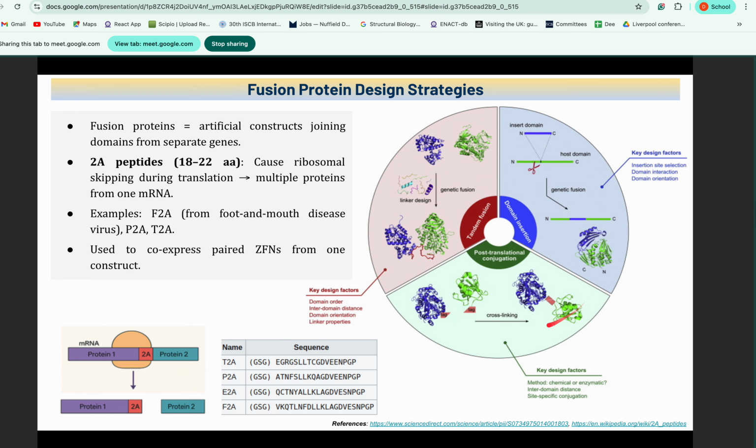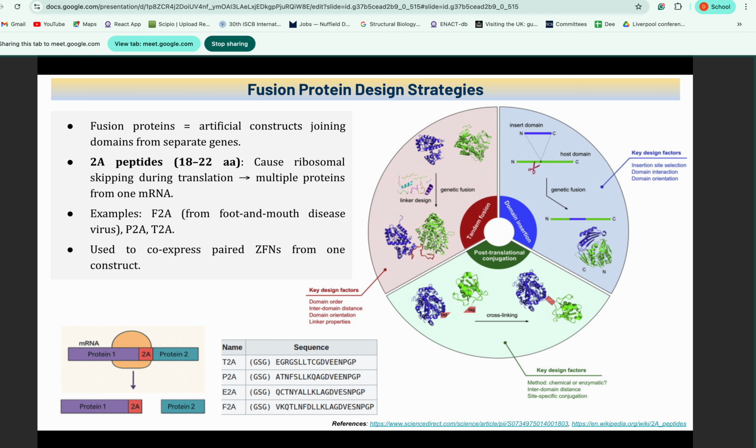Now this particular figure also highlights how the process has been done. The key design factors: firstly, we decide the insertion site, domain interactions, and domain orientations. All those things we keep in mind when we design these fusion proteins, such as where we want to insert the domain. In this case, it is a 2A peptide domain. Then post-translational conjugation: after it converts into the protein, how will it conjugate together.